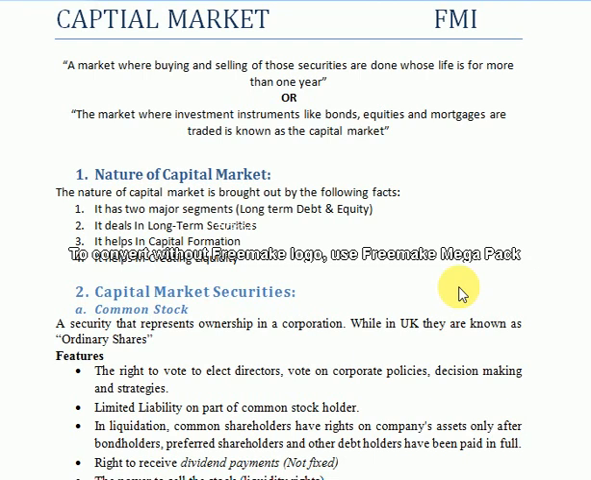Clear? So in the next class we will discuss the capital market securities in detail, the securities that are traded in the capital markets. We will discuss them one by one.